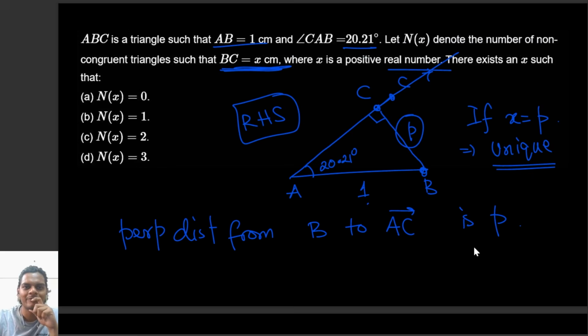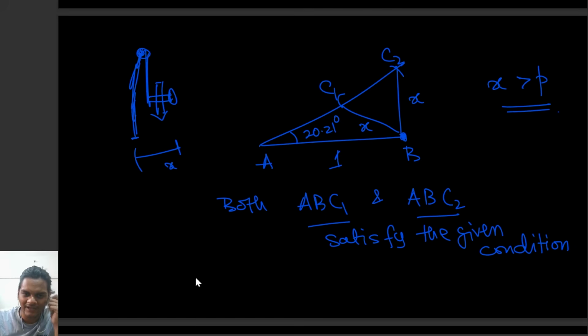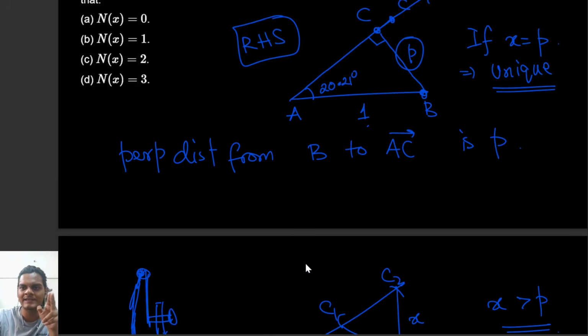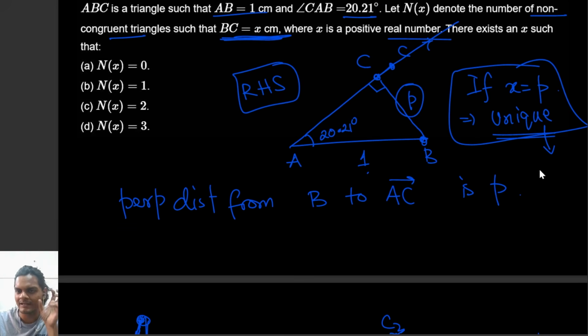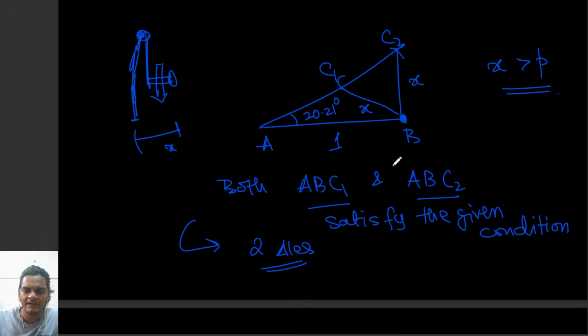Okay. So in that case, you'll have two triangles. So if x was equal to P, we had a unique triangle. If you see, n of x denotes the number of non-congruent triangles, right? So we have exactly one unique triangle, basically one shape, which can be shifted here and there, but n of x happens to be one. If n of x is one here, here n of x is 2.